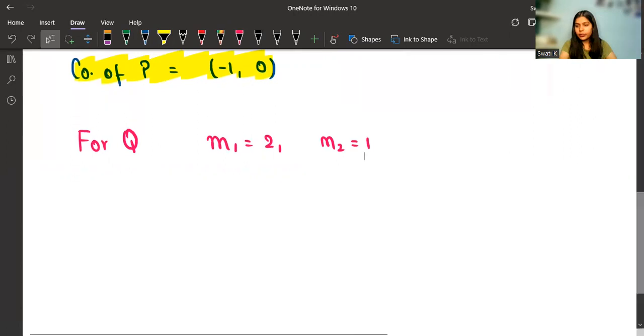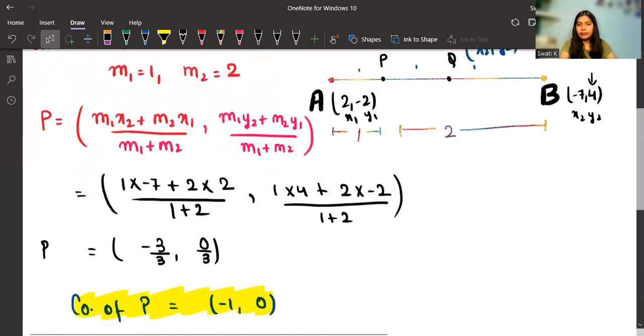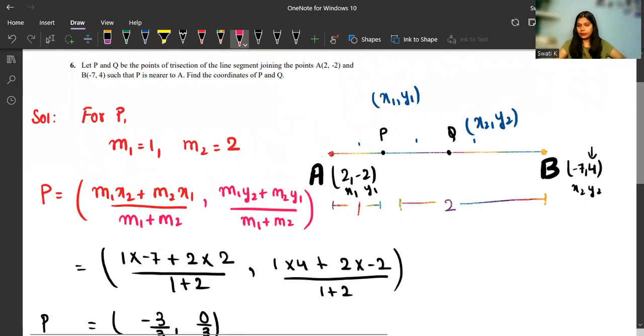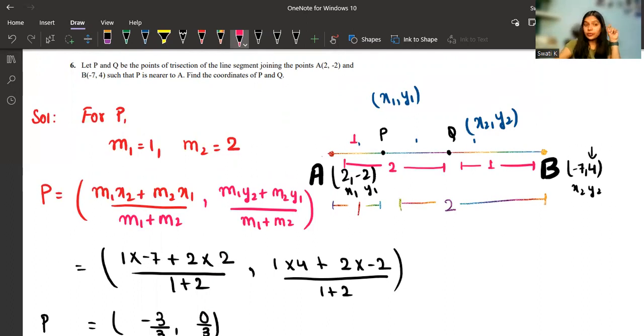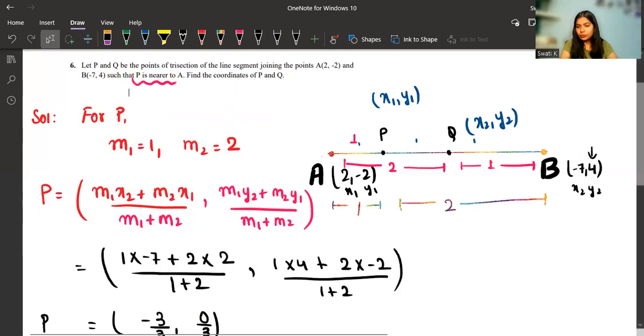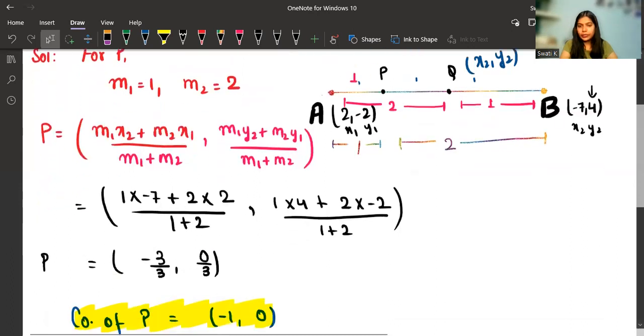Yes, I'll just make you understand once again. See, when we're talking about Q, just forget about P, right? So in that case, this part is 2, and this part is 1. Why are we doing this 2 and 1, 1 and 2? Because it is trisecting. That means there are 3 parts, right? And when we were talking about P, why was this part 1? Because P was nearer to A. See, P is nearer to A. That is why. Okay, let's move to our Q coordinate.